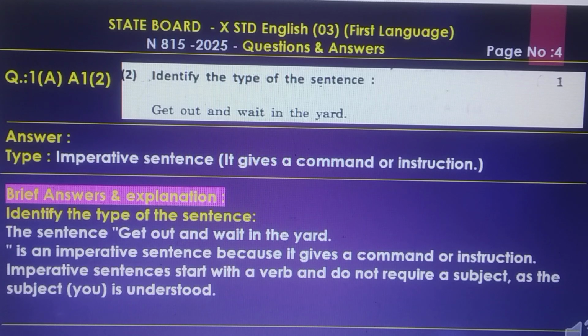And question number 2. Identify the type of sentence. Get out and wait in the yard. Imperative sentence, that is the answer. It gives a command or instructions. The brief answer and the explanation: the sentence is get out and wait in the yard. It is an imperative sentence because it gives a command or instructions. Imperative sentences start with a verb and do not require a subject, as the subject you is understood.